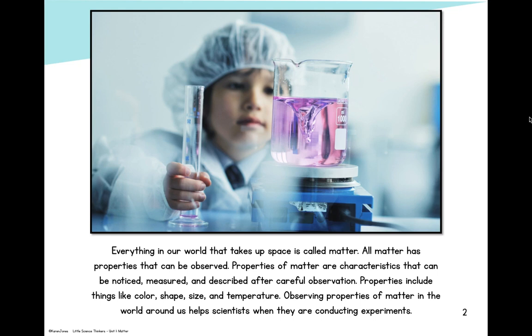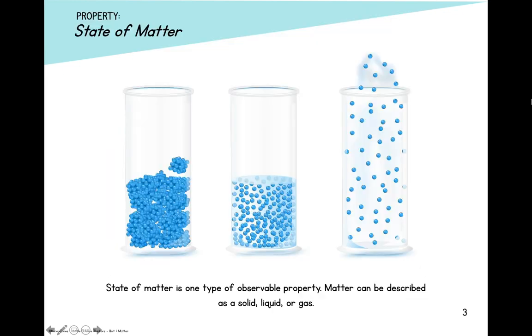Properties of matter are characteristics that can be noticed, measured, and described after careful observation. Properties include things like color, shape, size, and temperature. Observing properties of matter in the world around us can help scientists when they are conducting experiments. Okay, this little scientist is observing.